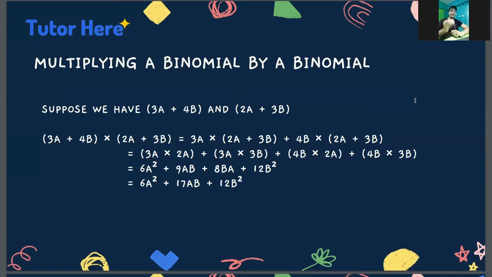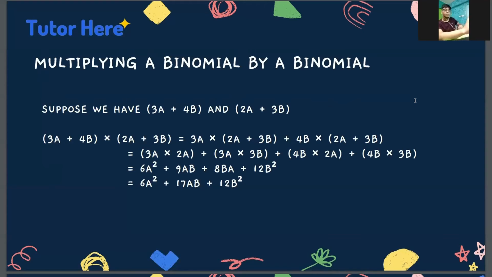Multiplying a binomial with a binomial. So suppose we have 3a plus 4b and 2a plus 3b. Now what if we multiply them? How we are going to approach it is, we have to split the brackets and multiply one binomial with the individual terms of the other binomial. So suppose let's split 3a and 4b.